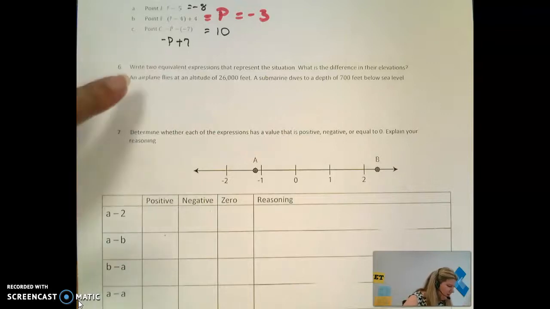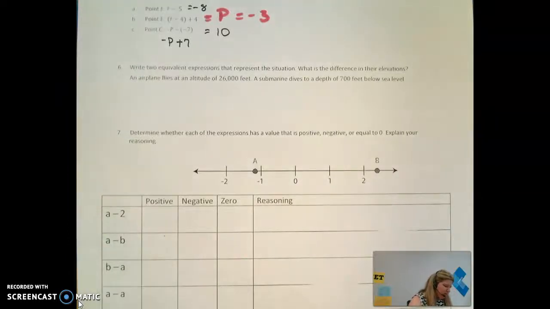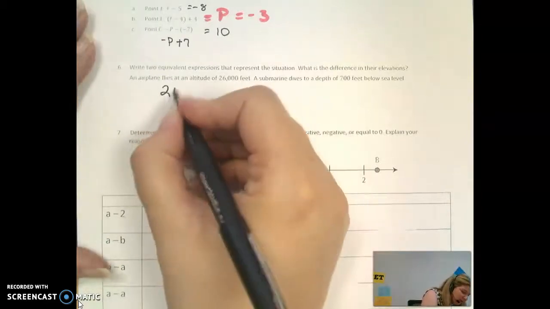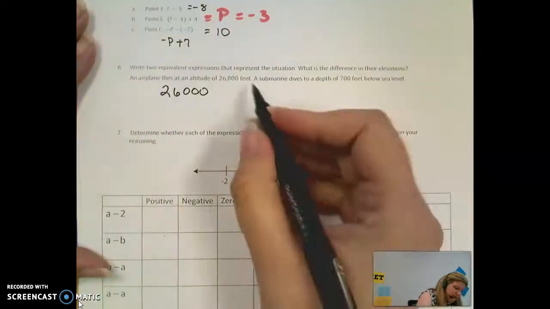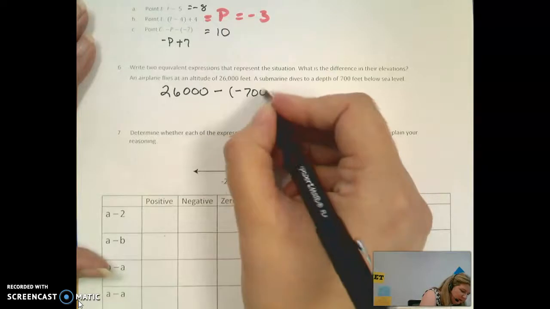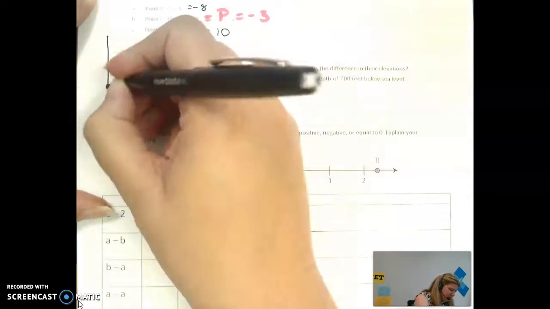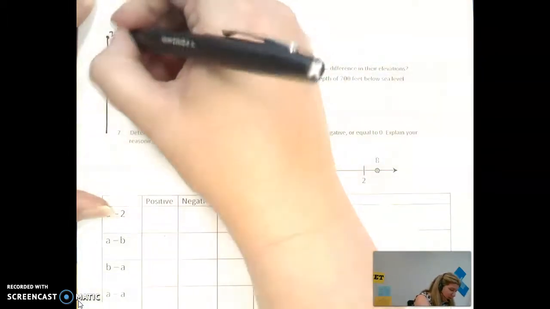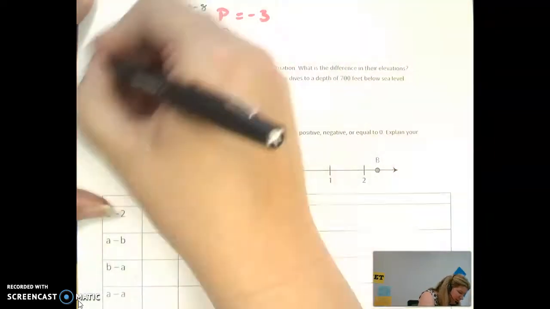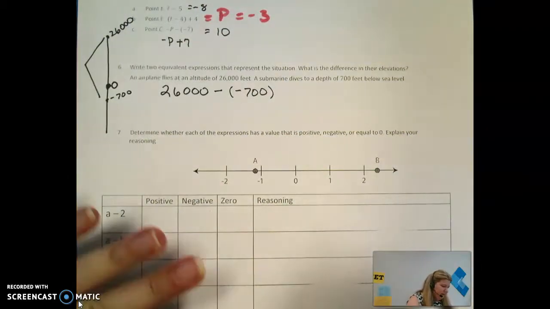So number 6. Write 2 equivalent expressions that represent the situation. What is their difference in elevation? Okay, an airplane flies at an altitude of 26,000 feet. A submarine dives to a depth of 700 feet below sea level. So if you think about this as a vertical number line, here's 0, the airplane is up here at 26,000 feet, the submarine is at negative 700. So what's the distance between the two?